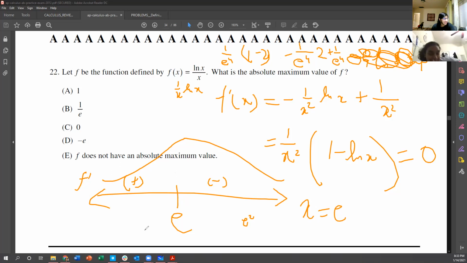Okay, so now x equals e is where the maximum value is. To find the actual value itself, we can find f of e, and that would be ln e over e. ln e is just 1. So 1 over e is the answer.